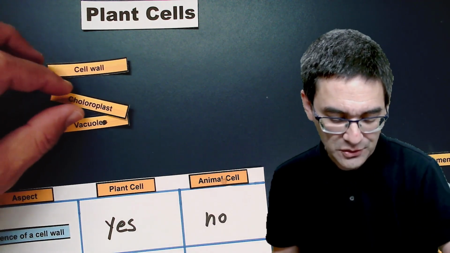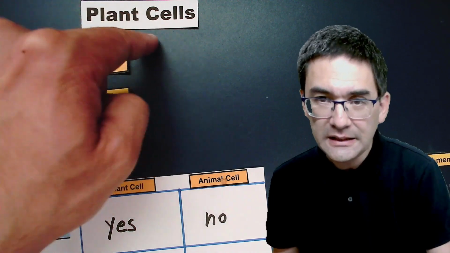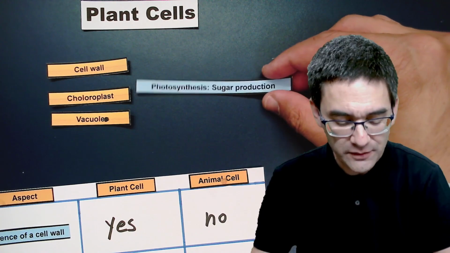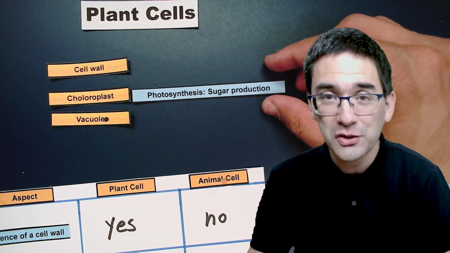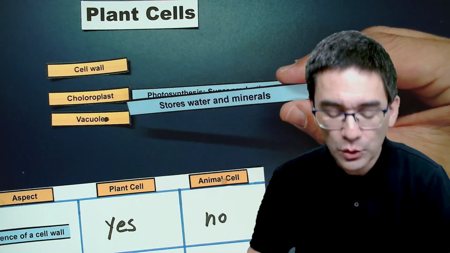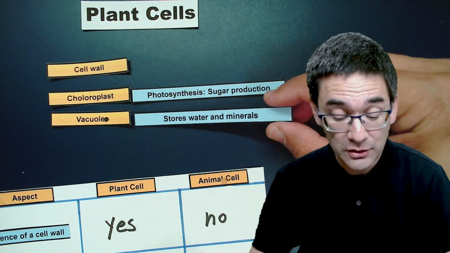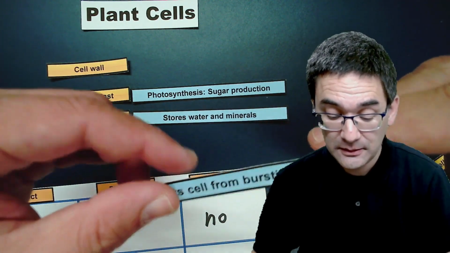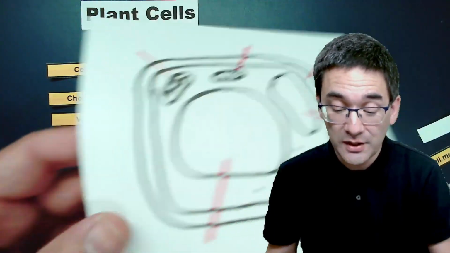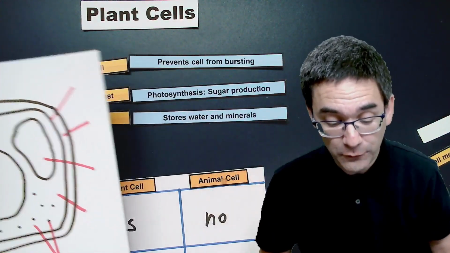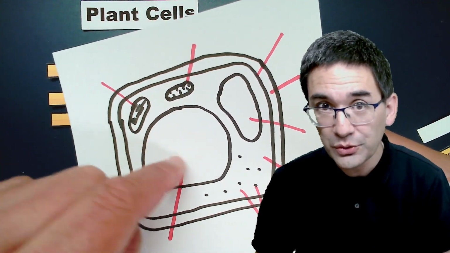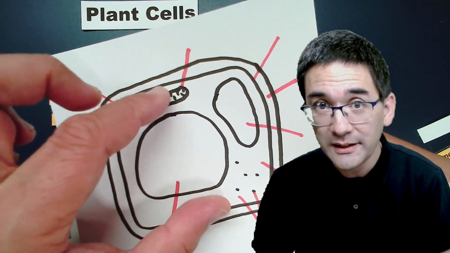You might want to write down as a heading here the function of these things. Photosynthesis, sugar production, that's very clear. The chloroplast is responsible for that. After all, plants are able to make their own food using sunlight. Stores water and minerals, that is the vacuole. And the last one prevents the cell from bursting. That is the cell wall, because the cell wall on the outside is quite strong. What happens now is the following: when water enters the cell, the vacuole, which contains salts and minerals, will start to swell and expand.